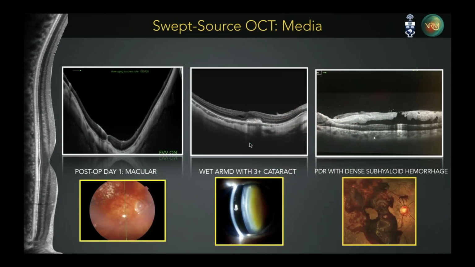So let's talk about everyday usage for the Triton. I think one of the advantages is that the wavelength, being 1050 nanometers, is able to penetrate through a lot of bad media opacity. On the left, you'll see a patient who has had macular hole surgery, post-op day 1. That's the OCT, and you can see the fovea very clearly. You can see that the hole is largely closed. And you can see the color photograph from the Triton itself.